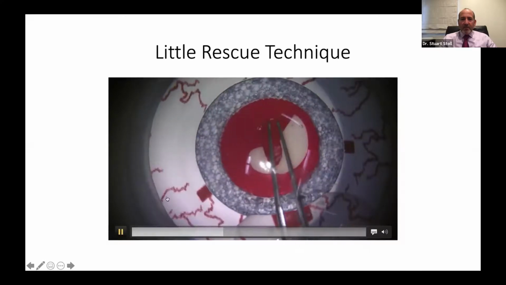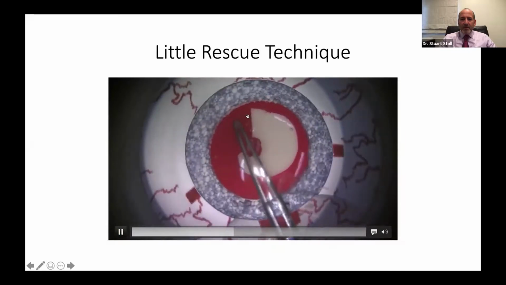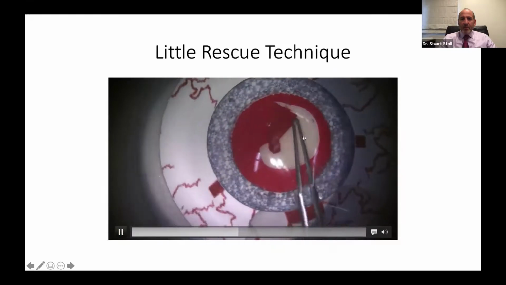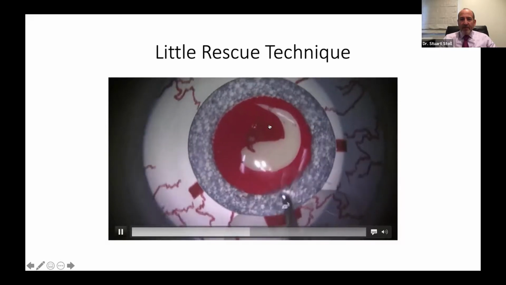Watch that again. Watch the tips of the forceps. They should be going here. Look where they went. So look where the tear went. So stop, pull it back, pull circumferentially, and then as you pull radially, that's what creates the tear.